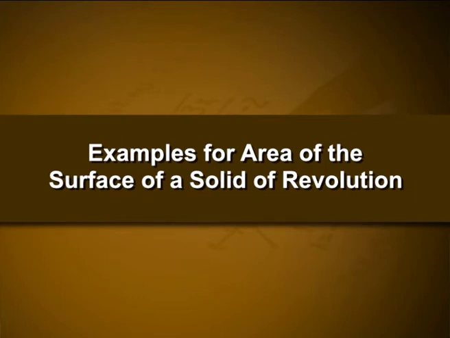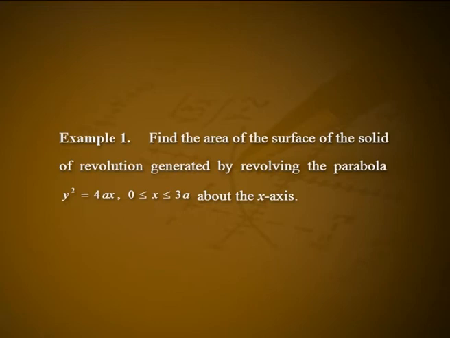Examples for area of the surface of a solid of revolution. Example 1. Find the area of the surface of the solid of revolution generated by revolving the parabola y square is equal to 4ax, where 0 less than or equal to x less than or equal to 3a, about the x-axis. Solution. y square is equal to 4ax implies 2y y dash is equal to 4a, which implies y dash is equal to 2a by y.